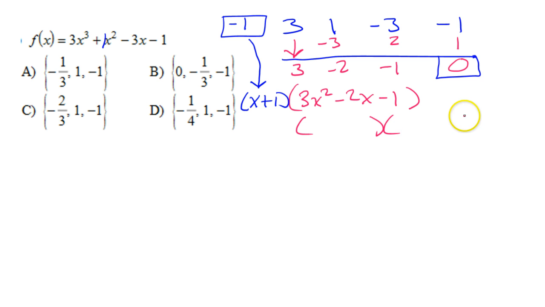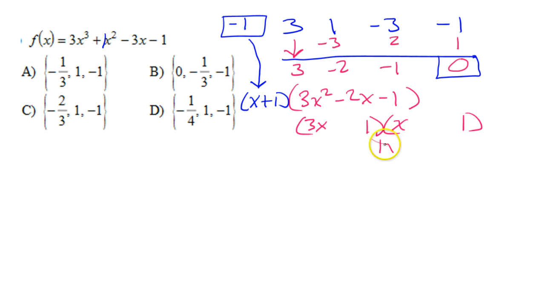So let's try to factor this as a binomial times a binomial. 3x squared will factor only as 3x times x. 1 can only be 1 times 1. Now, inner plus outer must equal the middle.